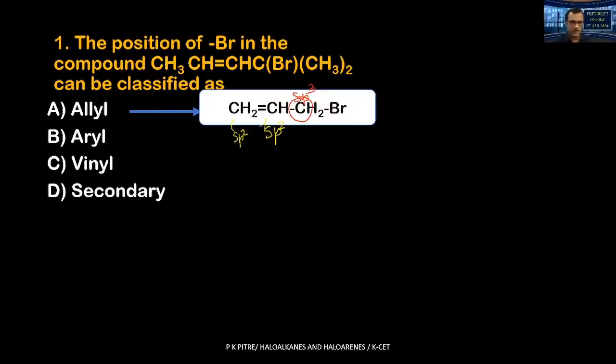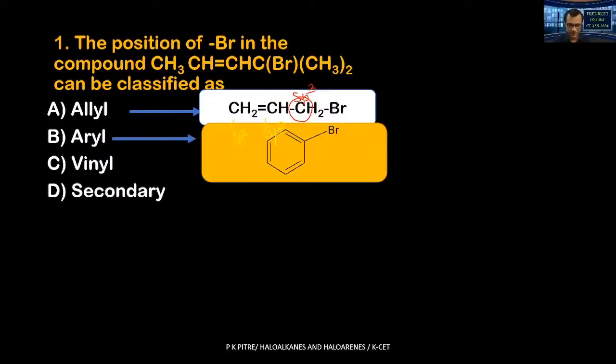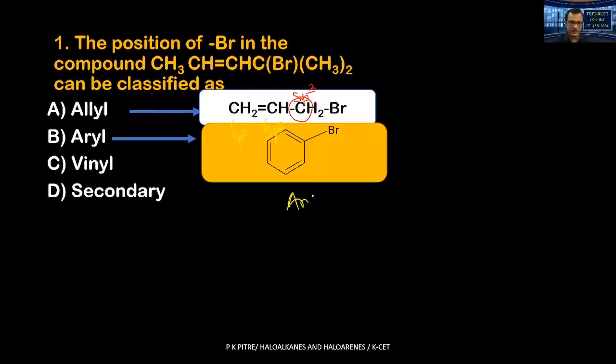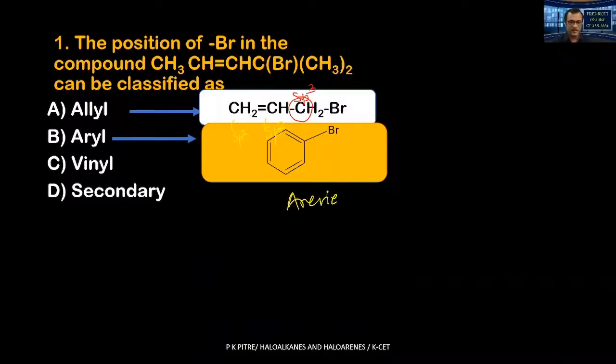Let us look into our next option, that is aryl. What is an aryl group? The term aryl comes from arene. What is arene? Arene is your benzene ring. One hydrogen less arene is aryl. Here the bromine atom is directly connected to an sp2 hybridized carbon atom of the aromatic ring. Okay, this is our aryl group.